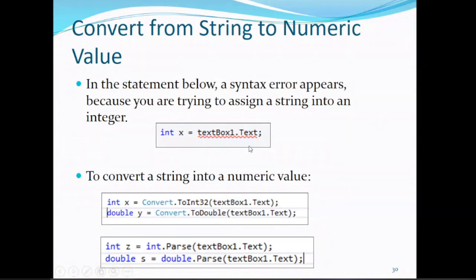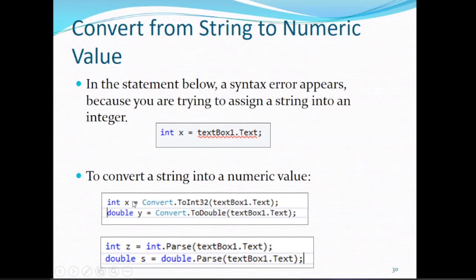So எப்படி ஒரு string-ஐ convert பண்ணலாம் into numeric? For example, in the statement below a syntax error appears because you are trying to assign a string into an integer. இங்க int ன்னு ஒரு வேரியபிள் நான் டிக்ளேர் பண்ணிருக்கேன். பட் ஹியர் நான் என்ன அசைன் பண்றேன்? text box 1.text. இங்க ஒரு ஸ்ட்ரிங்கை இன்டிஜருக்கு அசைன் பண்றதுனால that is why it is displaying the error like this, the red part. But I want to convert a string into a numeric value.